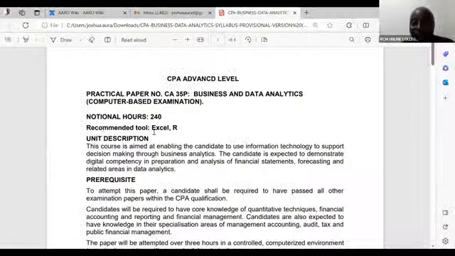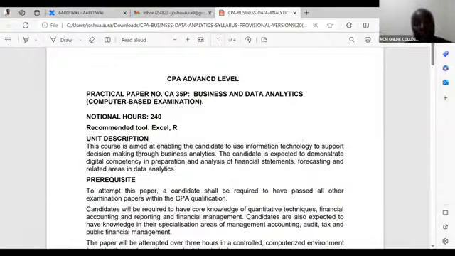So, recommended tools. What are we supposed to be knowing as we start this? We shall be using Excel, and then they are putting these R. How I wish they would also need students to be good in R. You know, R is an important software, but for the sake of BDA, we shall only be relying on Excel. This course is aimed at enabling the candidate to use information technology to support decision-making through business analytics.